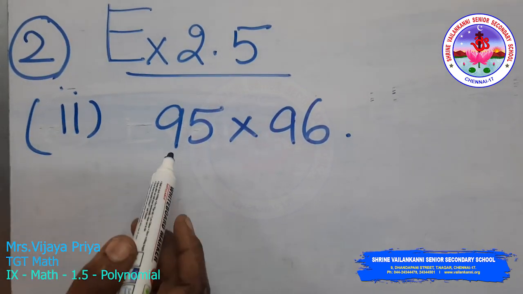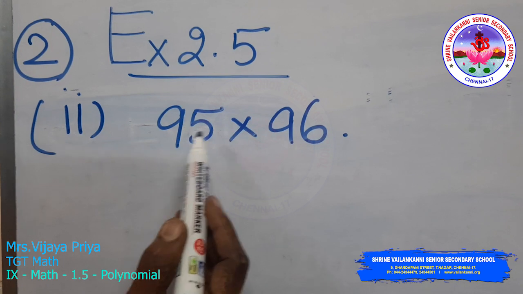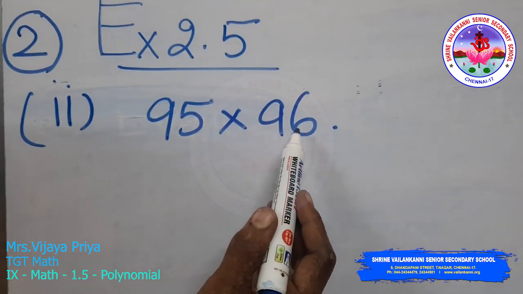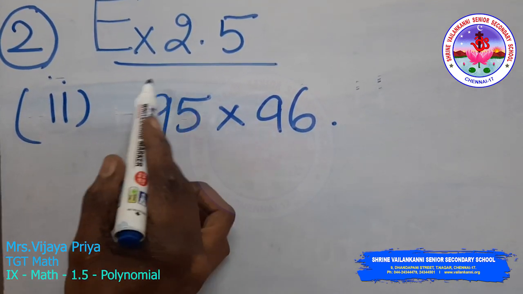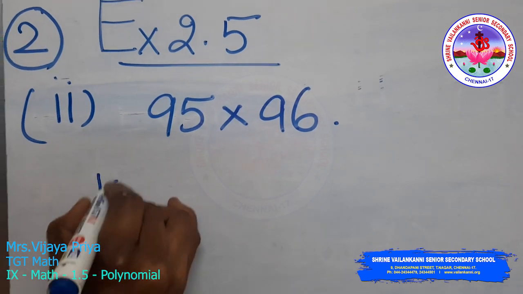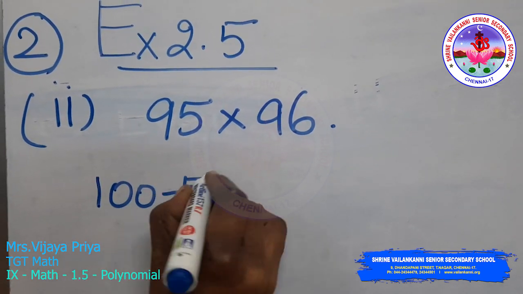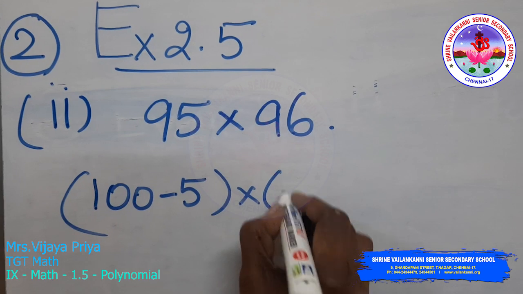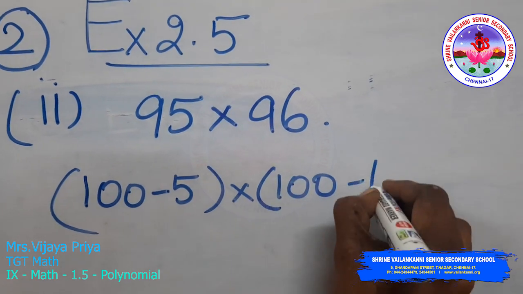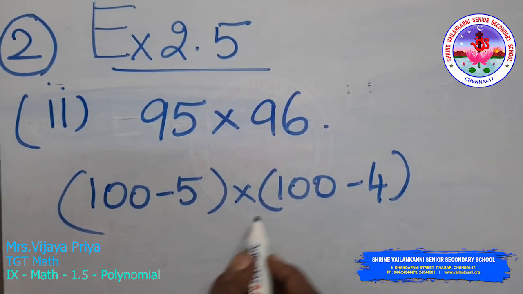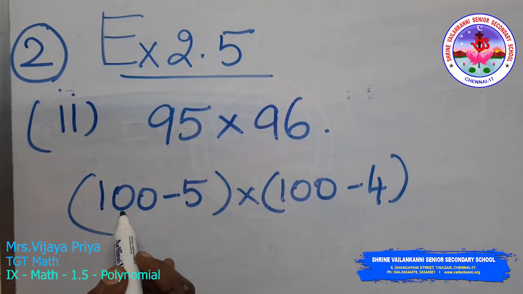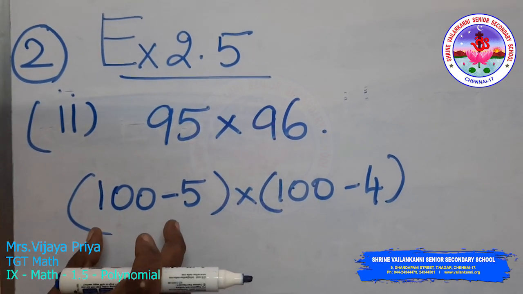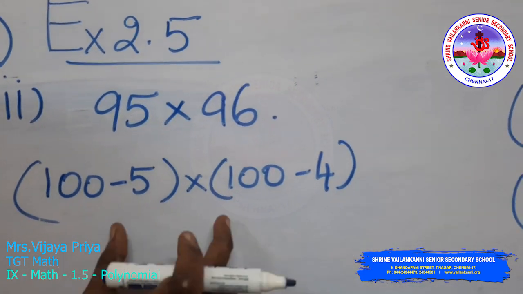Second subdivision: I want to find the product of 95 into 96 using my algebraic identity. So I am going to split up my 95 as 100 minus 5, and 96 as 100 minus 4, because I want the first number to be a multiple of 10. So I am going to use the algebraic identity formula here to find the product.